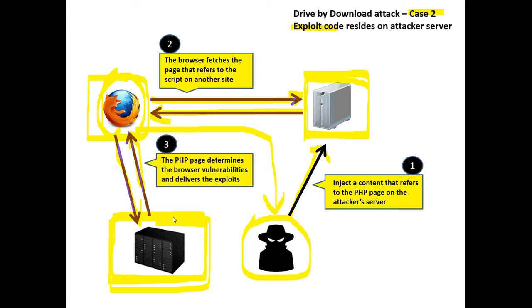The difference between case 1 and case 2 is that in case 1, the exploit code and the content to invoke the exploit both are present in the target server. But in case 2, the exploit will be present in the attacker server, and the content to invoke the exploit will be present in the target server. Hope these two types of drive-by download attacks are clear. So we need to solve both attacks.